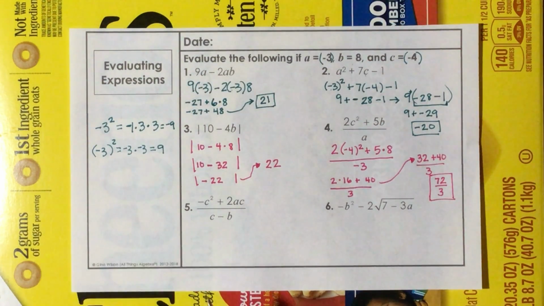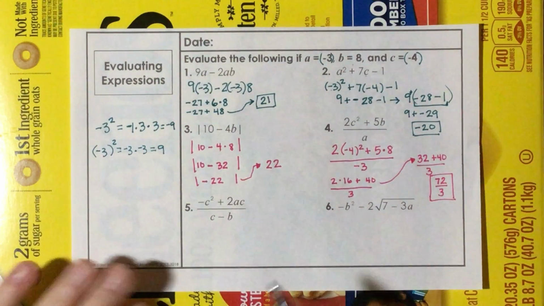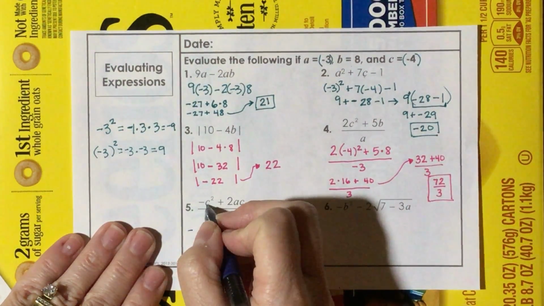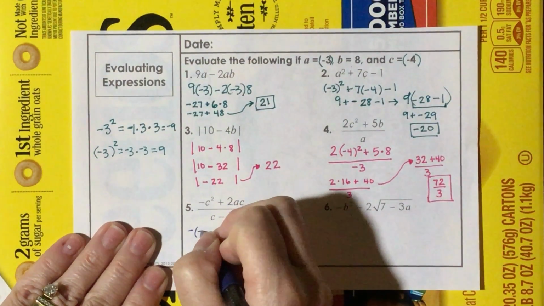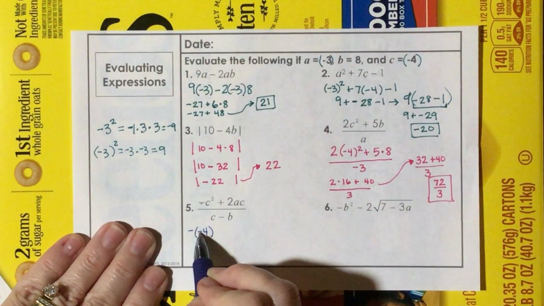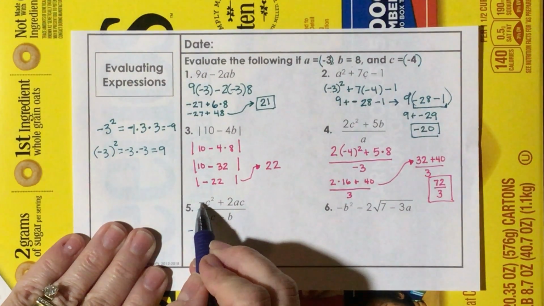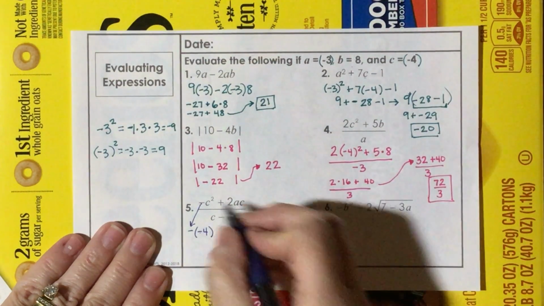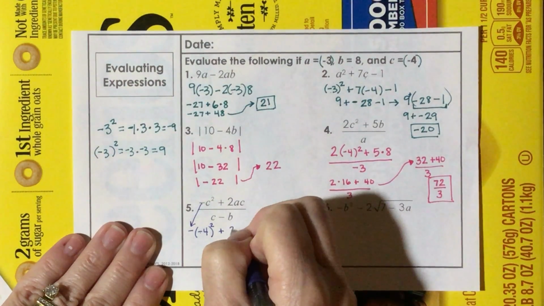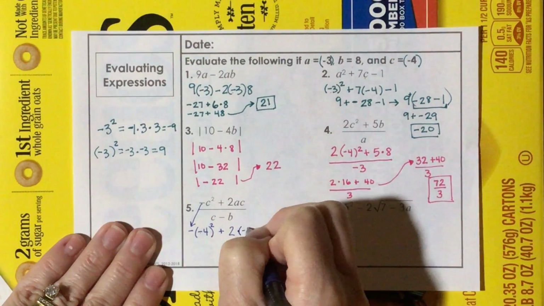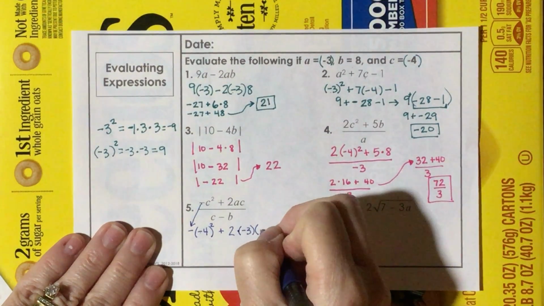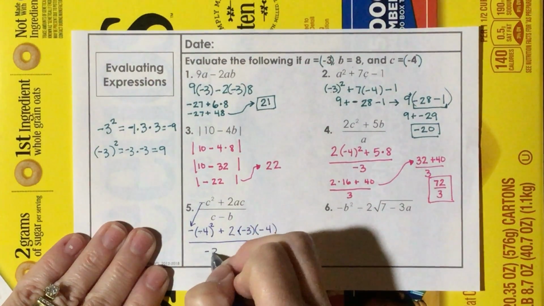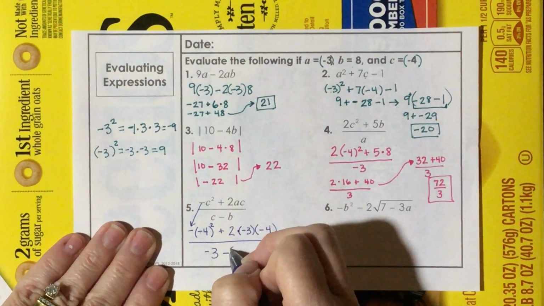And the last row, let's fill this one in. So we have a negative, but C is negative 4, so that's a negative 4. So this negative is not the same as this one, okay? Keep that in mind. That negative stands alone. That negative has to be brought down, and C in itself is negative 4 squared plus 2 times A, which was negative 3, times C, which is negative 4, all over negative 3 minus B, which is 8.